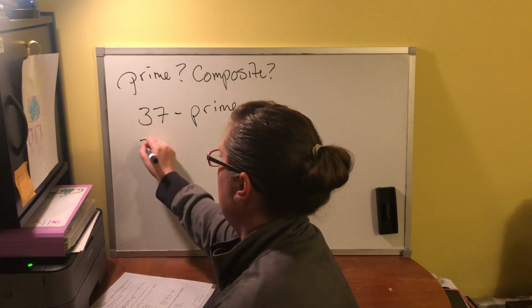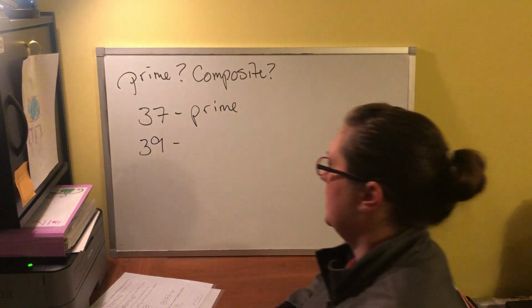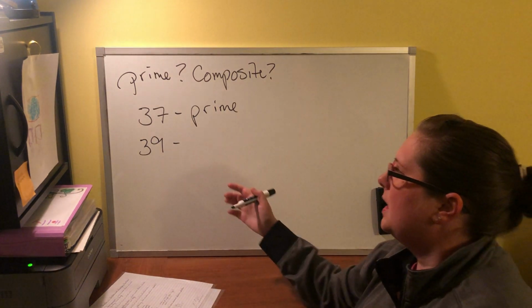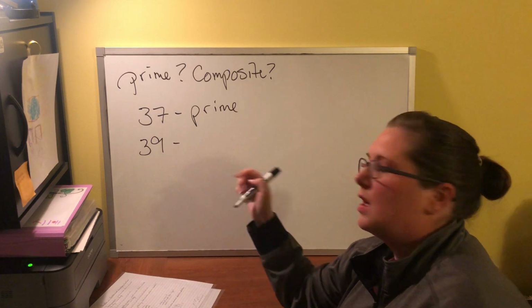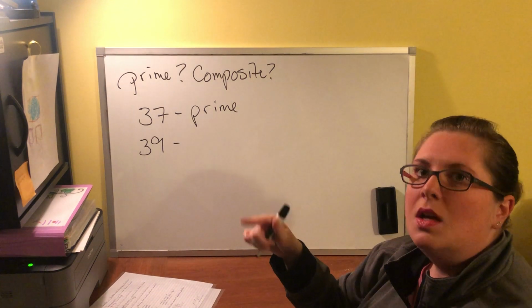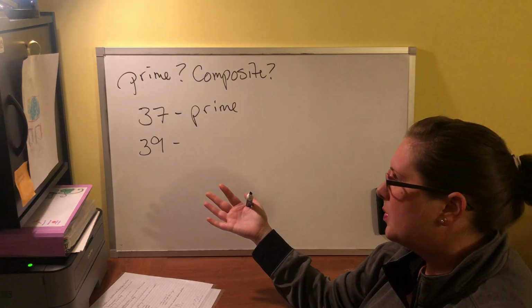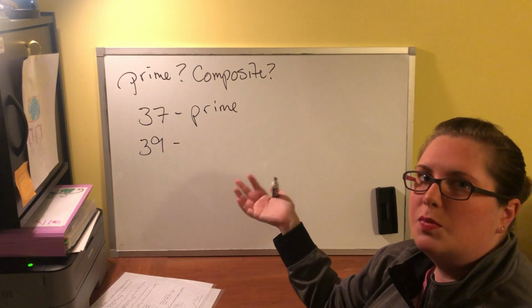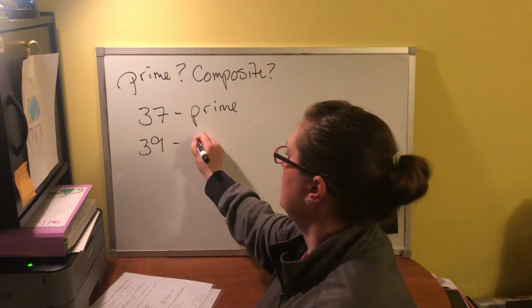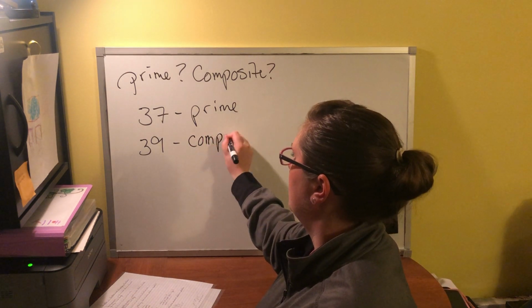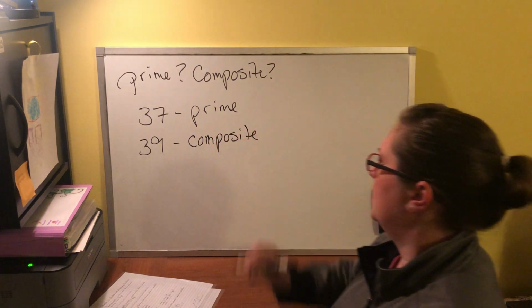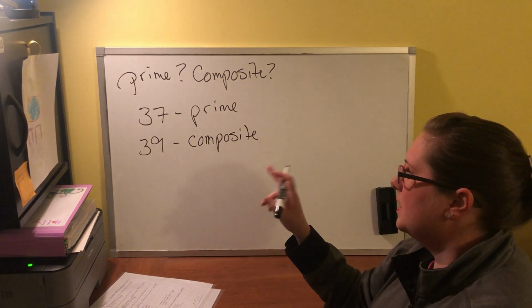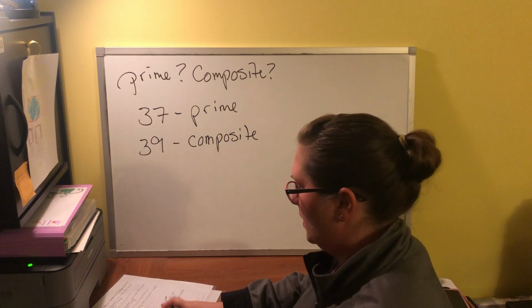Let's go ahead and look at 39. Is 39 prime or composite, right? Can anything go into 39 besides 1 and 39? If we remember what we know about numbers, there is another number that goes into 39, right? It's divisible by 3. So this is composite, okay? This is a composite number. 3 goes into 39.